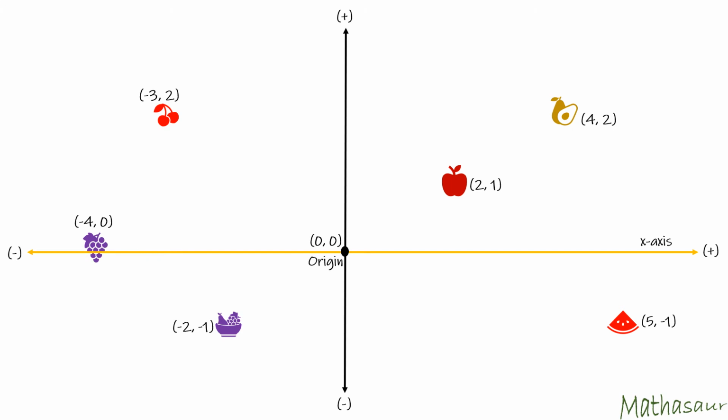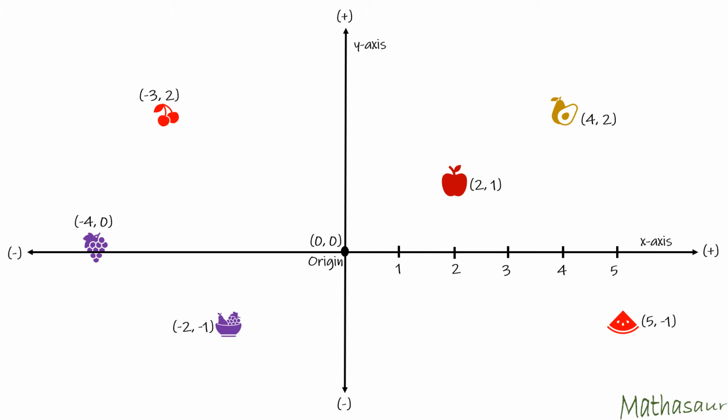The horizontal line is called the x-axis and the vertical line is called the y-axis. The intersection of the x-axis and y-axis is known as the origin.